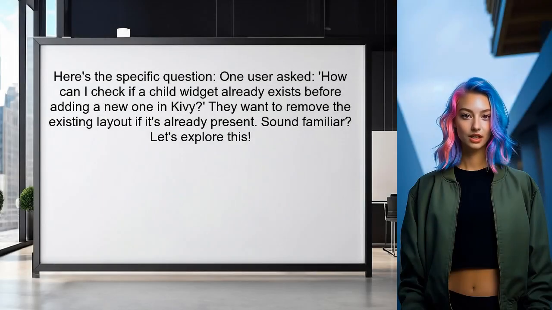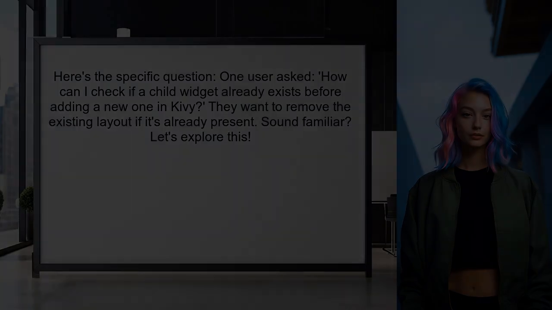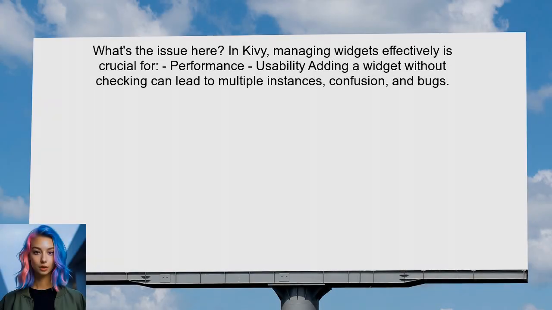One user recently asked, "How can I check if a child widget already exists before adding a new one in Kivy?" They provided a code snippet and expressed their desire to remove the existing layout if it was already present. Sound familiar? Let's explore this together. So what's the issue here?